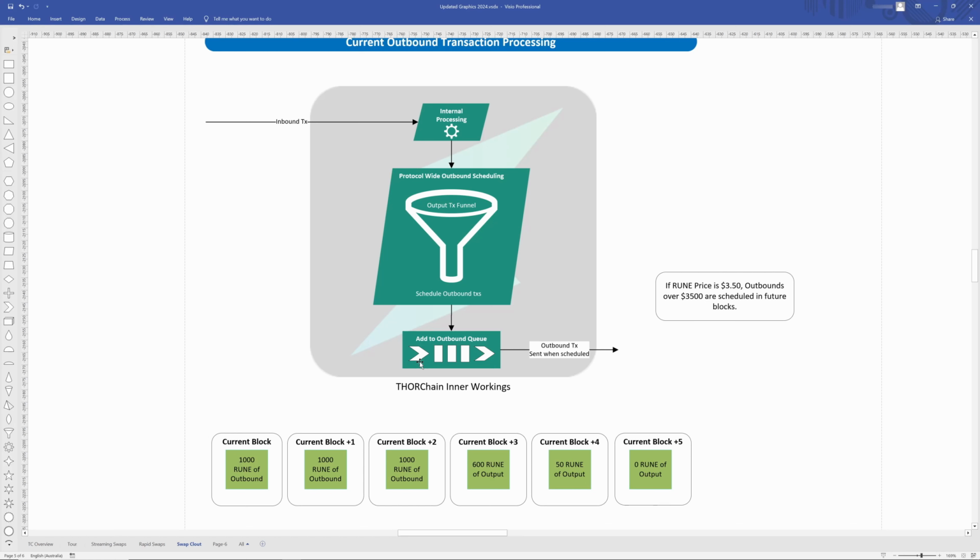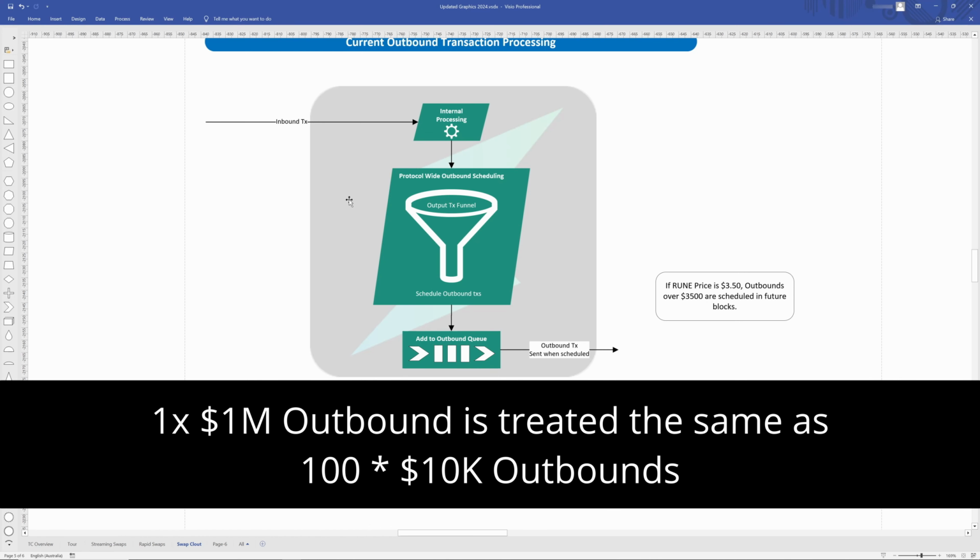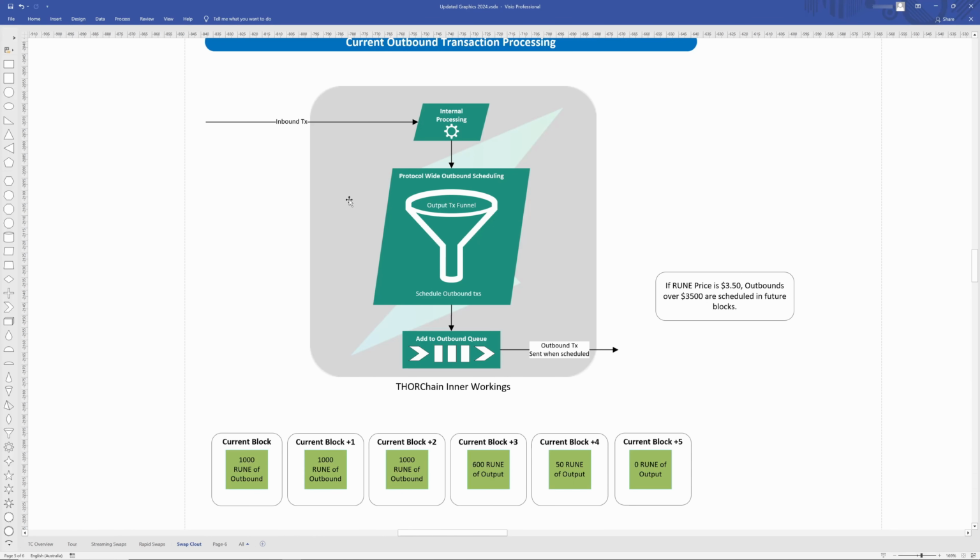So as I said before, the outbound schedule looks at your individual outbound, so the outbound based off this inbound, as well as all the other outbounds inside of the network. And from a security point of view, that's sort of saying that you could have one large outbound, or a malicious actor could try and attack the network by having many outbound transactions to pull lots of liquidity out of the network. And that's why the outbound scheduler looks at the total network-wide outbound liquidity and acts on it accordingly.